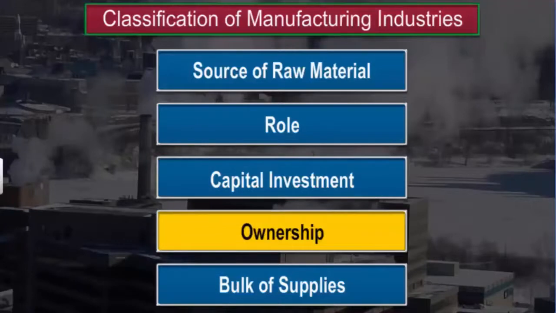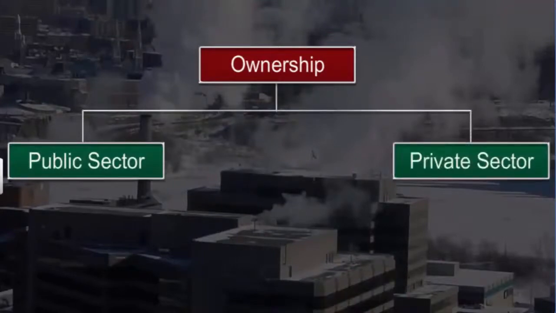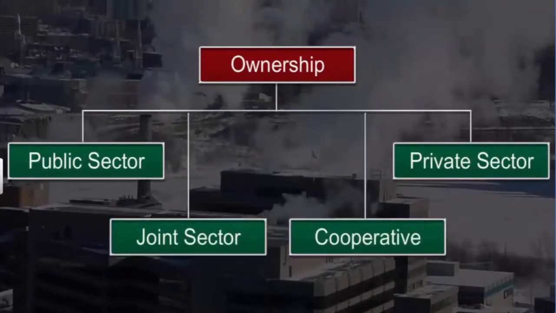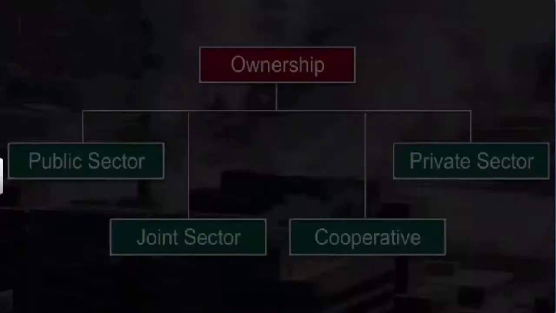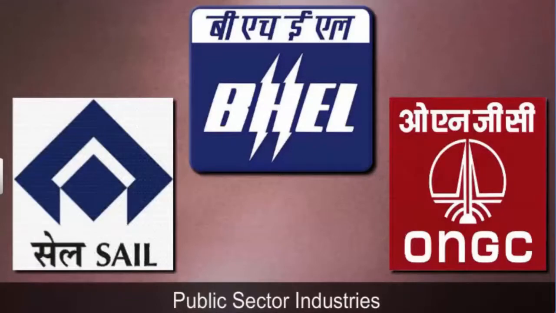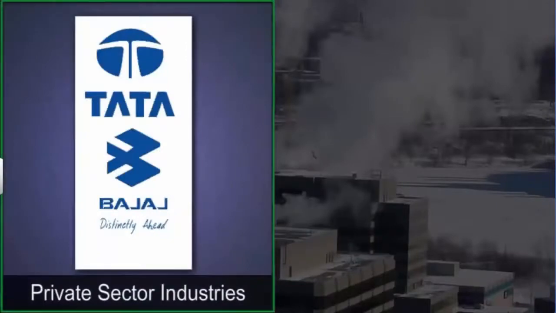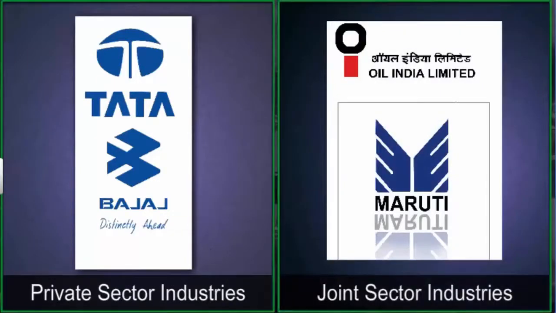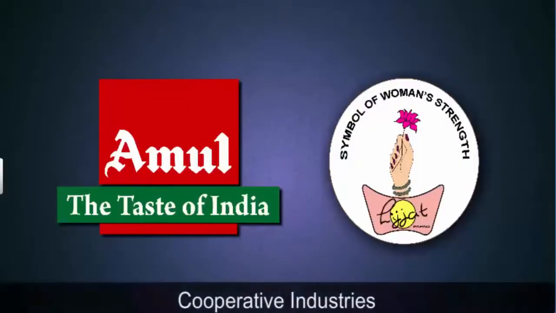Based on ownership, manufacturing industries can be classified as public sector, private sector, joint sector, and cooperative industries. While public sector industries are owned and run by the government, private sector companies are owned by individuals or business houses. Joint sector companies are jointly owned and managed by the government and the private sector. Cooperative industries are owned by people actually involved in the production, like raw material producers, suppliers and workers.